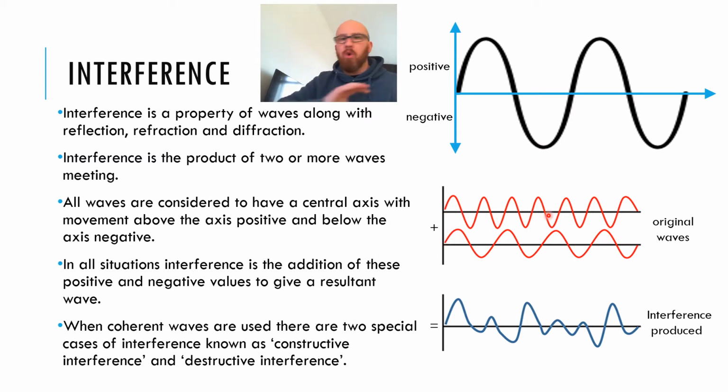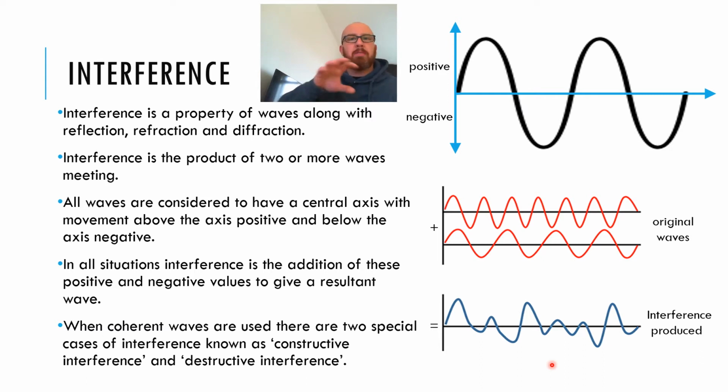So here, I've given you an example. Here are two waves. They're not coherent. They're completely different wavelengths, different frequencies, very similar amplitudes, mind you. So you can see there that these two waves have a positive value, and overall there's a positive value there. Here there is a positive value and there's a negative value. But the negative takes away the small bit, and it's still a little bit positive. Whereas here we've got two negatives, which makes it negative. So basically just adding up all the values gives you this value here. This is known as interference. In all situations, interference is the addition of these positive and negative values to give a resultant wave.